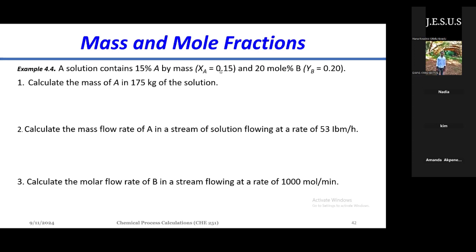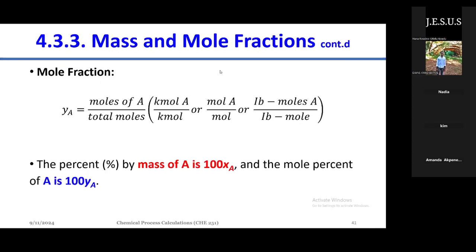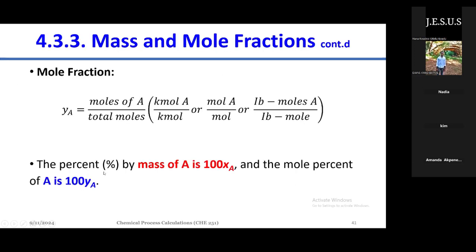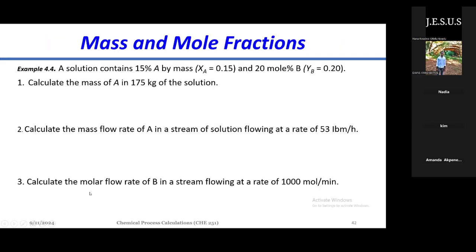So if you want your mass fraction, just know that 100 times your mass fraction will give you your mass percent. And then you've been given mass percent here, so you just have to divide by 100 to get your mass fraction. Here too, you were given mole percent. So when you want to find the mole fraction of B, you just have to divide by 100, right? Because 100 times your mole fraction will give you mole percent.